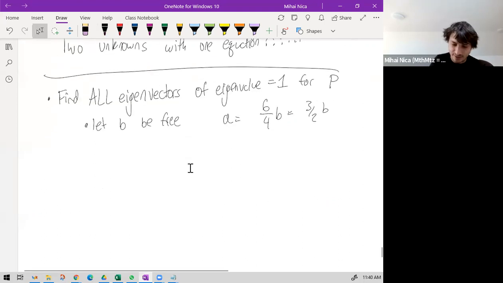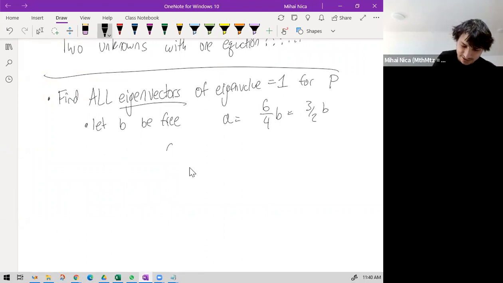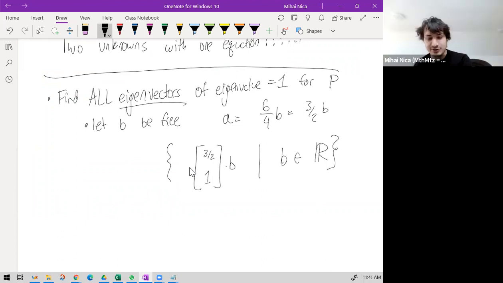So what you get is that the answer to this question, find all the eigenvectors, is this set: 3/2 times B and 1, where B is any real number. So that's the answer to the question, find all the eigenvectors. It's a one-dimensional subspace. It's a line. It's spanned by this vector 3/2, 1. But this is not quite what we want.